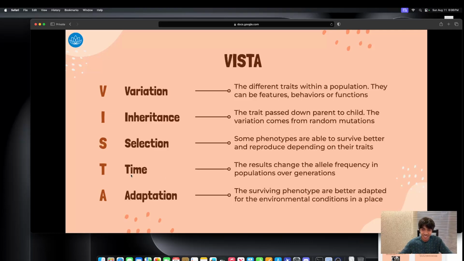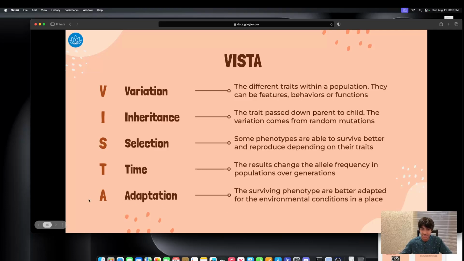And then T for time: the results change the allele frequency in populations over generations. So if there's a positive allele that's making a good change for the organism to survive, that organism will be able to be more successful by mating more, and it will survive for a longer time. Thus, over time, the percentage of its allele frequency will go up in its population in that area.